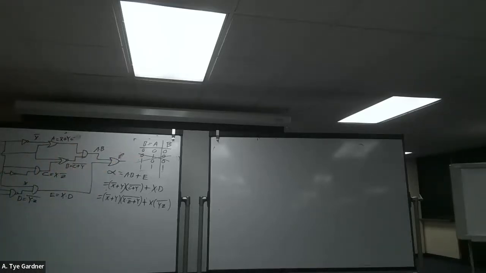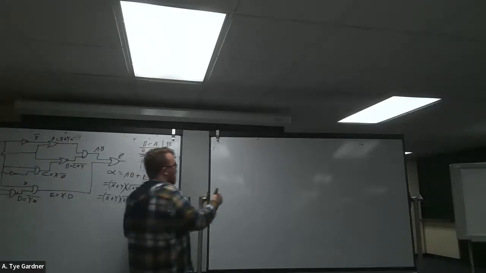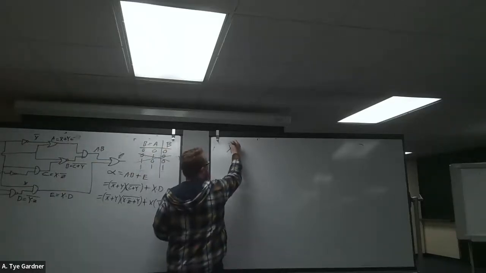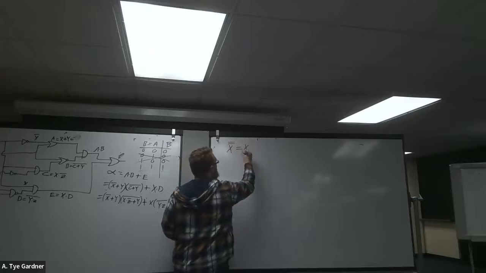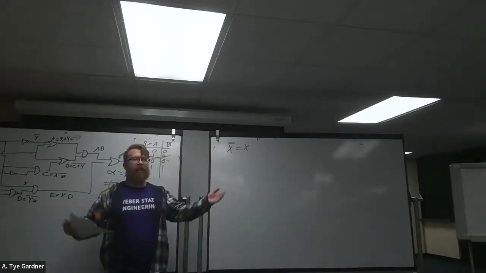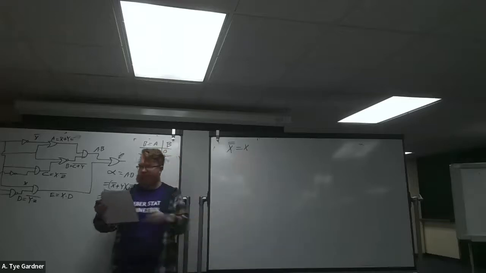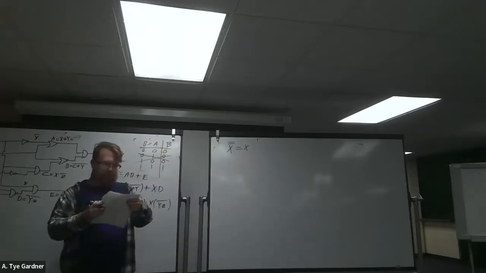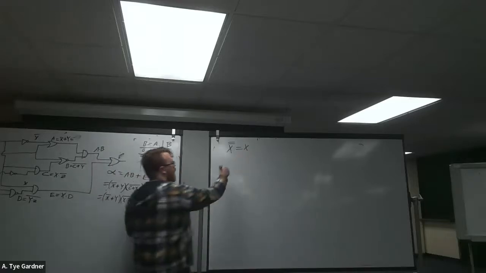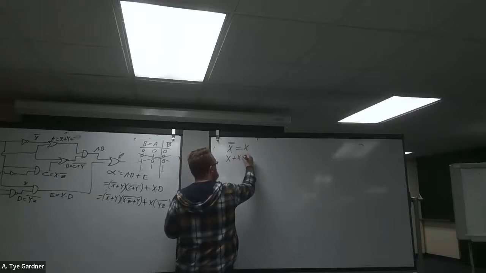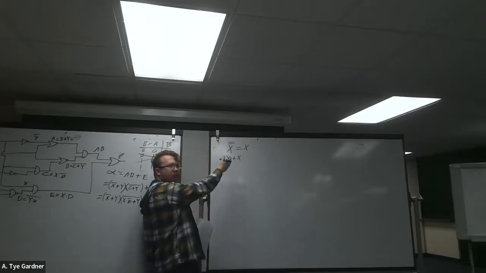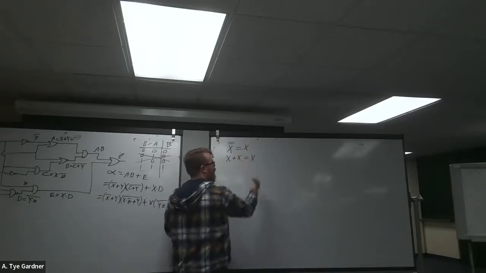Okay, so let's see. What am I missing? Oh, this one, I've mentioned it before. This is the Boolean way of writing it: not not x is x, double inverting x. We have this one, x or x. Well, it doesn't matter. It's equal to x.